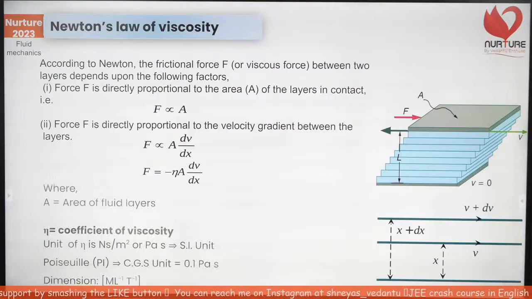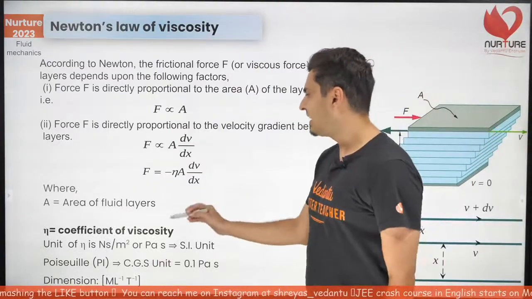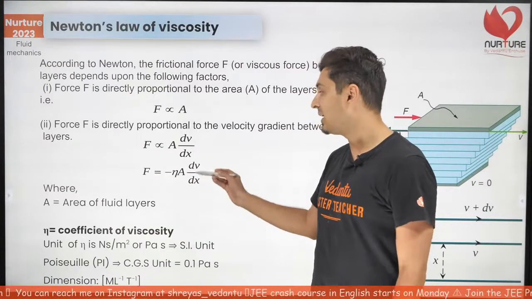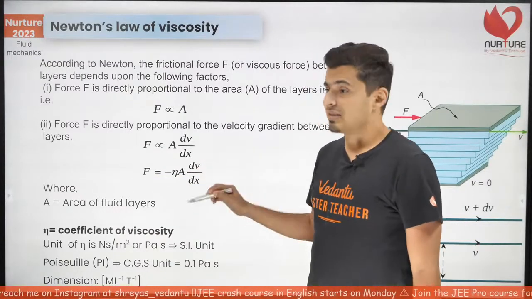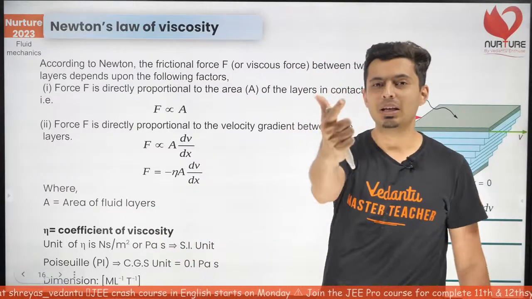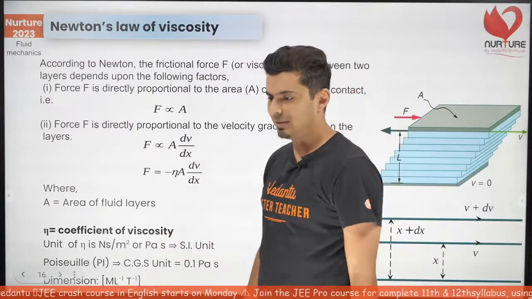And the unit of viscosity, you can try it out by substituting all the dimensions. Force is Newton, area is meter square, dV by dx is per second. If you do the math, you will get it as Pascal second. You can try it out even now. Within 10 seconds you will get it.